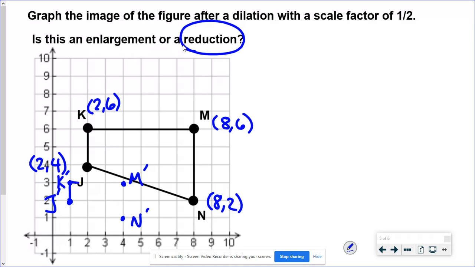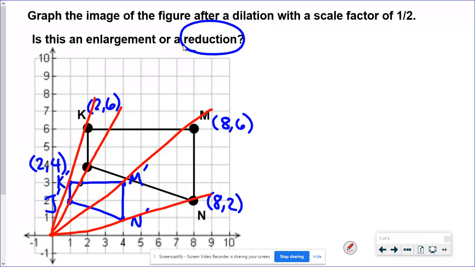So here is my new image, similar to the first one, but not congruent. And then remember, the check for this is we should be able to go from the origin through the corresponding points. Oh, missed my M a little bit. Okay, but you can see that that does help to make sure that everything is graphed correctly.